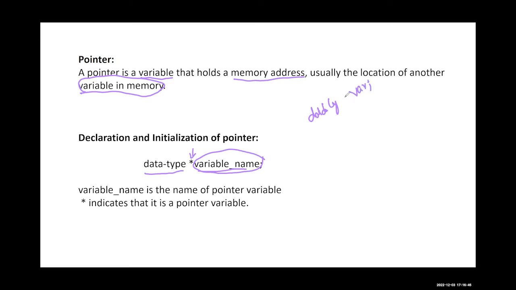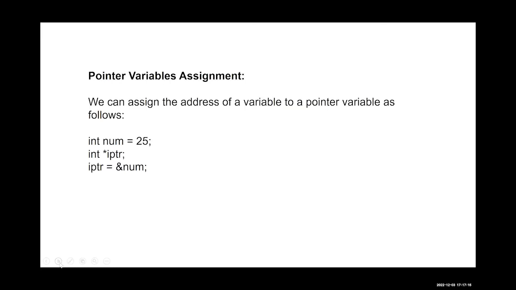Here the only difference is that I'm going to use the operator star, which will tell the compiler that this particular variable is of type pointer, and it is going to hold the address of another variable. So see here, variable name is the name of the pointer variable, any name which you wish to give. Star indicates that it is a pointer variable. So this is the syntax: you will have data type, star, and variable name. This is the definition and the syntax for declaring a pointer variable.